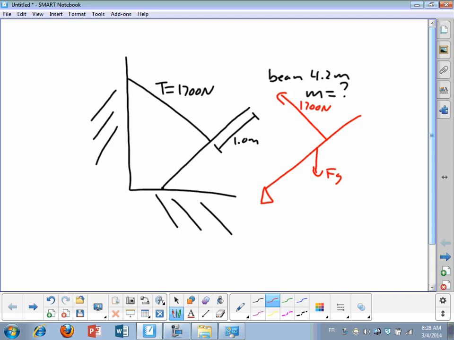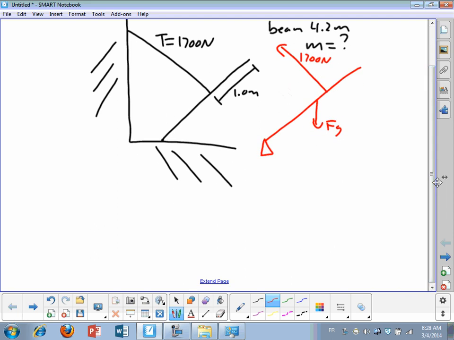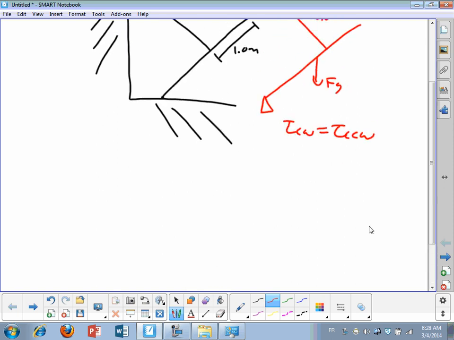Whenever I'm dealing with a state of rotational equilibrium, I know that my torque clockwise equals my torque counterclockwise. So I try to think of all my torques in the clockwise direction. It looks like this force gravity is going in the clockwise direction. So I've got the mass of my beam times 9.8, and its distance from the fulcrum. If the whole distance was 4.2 and the top part was 1, the force gravity acts in the center of the beam. So it should be at 2.1.